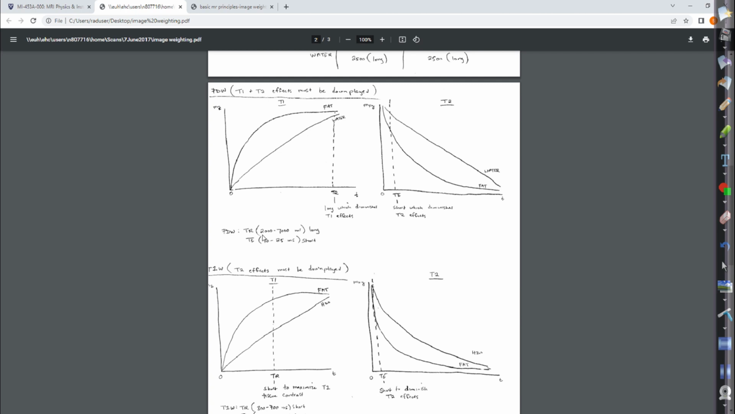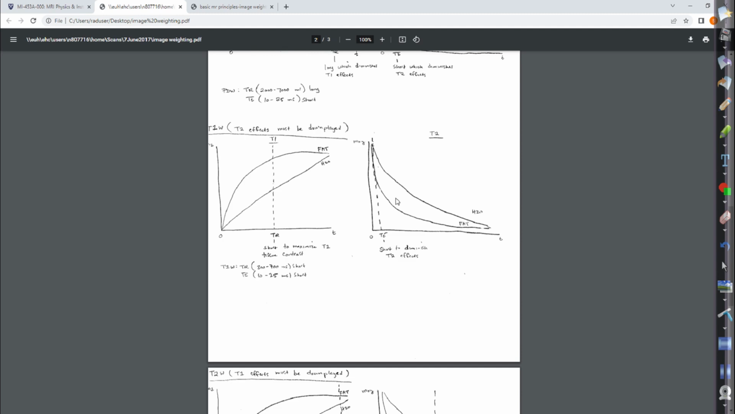So I gave you the ranges here. A proton density weighted image typically has a TR of between 2,000 and 7,000 milliseconds, and that's considered long TR. It also has a short TE, echo time, in the range of 10 to 25 milliseconds. That's a short TE. Right? Moving on to T1 weighted.